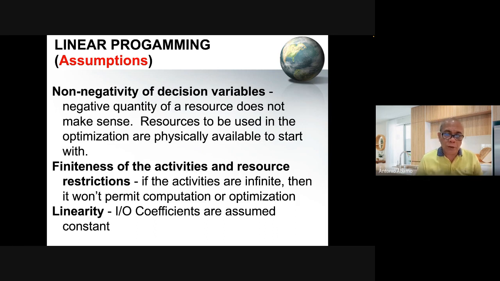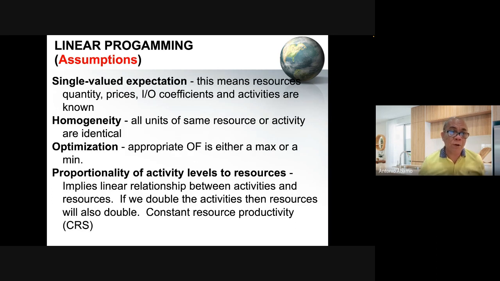Linearity: input-output coefficients are assumed constant. That means constant returns to scale, CRS. If the slope is 0.5, that means the rate of increase is 0.5, and as you double, it will really follow the rate of increase. That means the input-output coefficient is assumed to be constant.